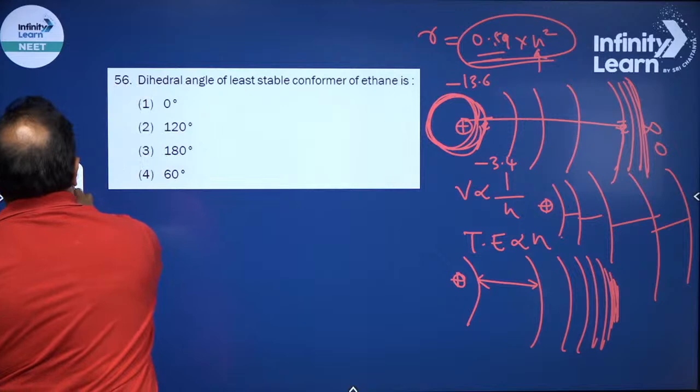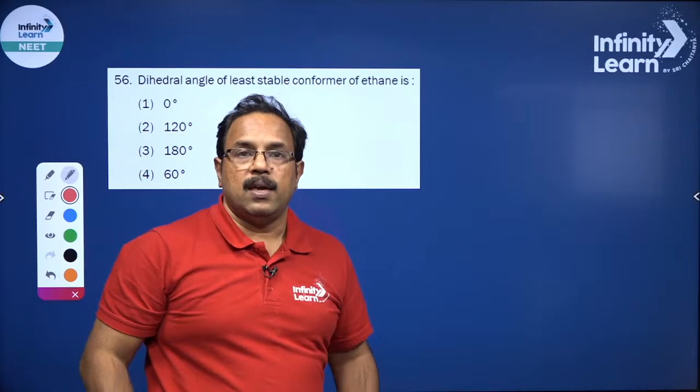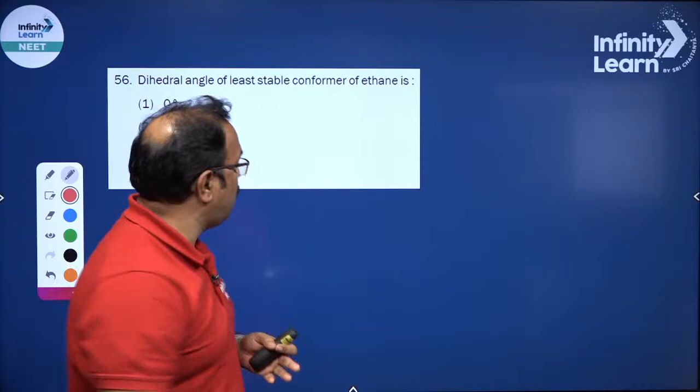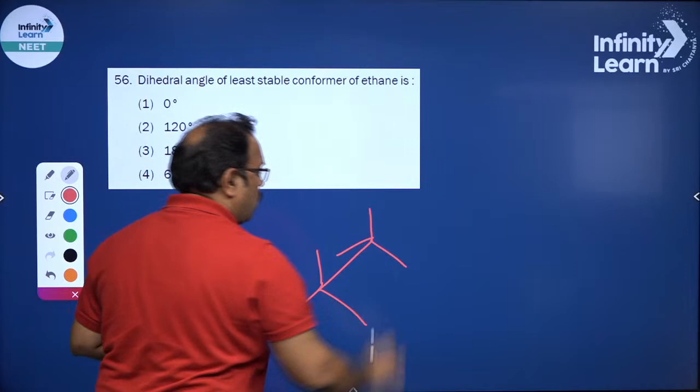Dihedral angle of least stable conformer of ethane. Ethane, you know, conformational isomerism starts from ethane, because a C-C bond is needed, which is not there in methane. Because there is no C-C bonding in the case of methane. You have sawhorse projections in the case of ethane. You can also have Newman's projection.